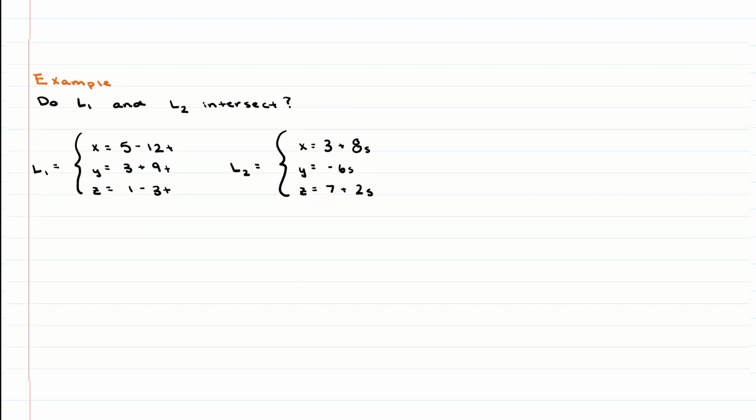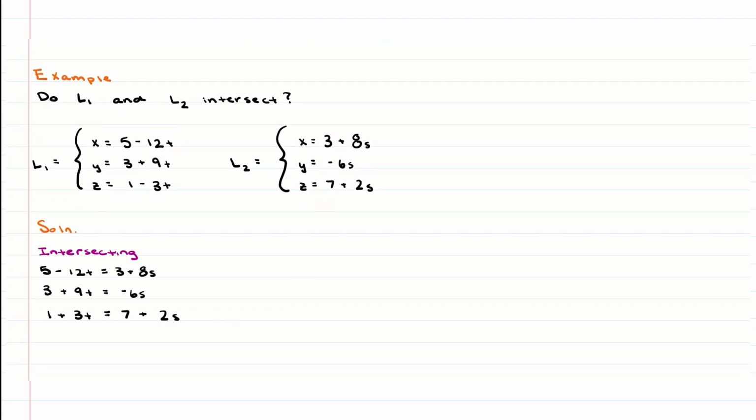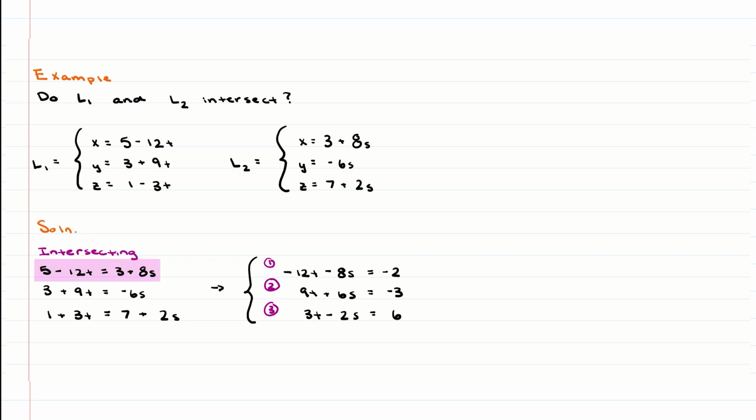So let's start off by setting the x's, y's, and z's in L1 and L2 equal to one another. Next, I'm going to get all of the s's and t's on one side of the equal sign and all of the standalone constants on the other side. Now at this point, we have a system of equations, and we're going to solve this system of equations to get values for s and t, and then we're going to plug those values into, say, 5 minus 12t equals 3 plus 8s to see if we get the same number on both sides of the equal sign. Now, if this goes over smoothly, that means that there are values for s and t that make L1 and L2 equal one another, and therefore that'll mean L1 and L2 are intersecting.